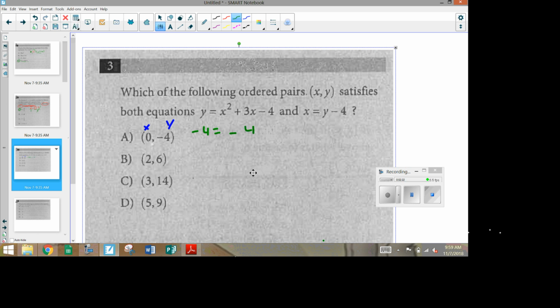This one worked. And I need to check this one also. X equals 0, so what is y? Negative 4. Negative 4 minus 4 is equal to negative 8. This is not.